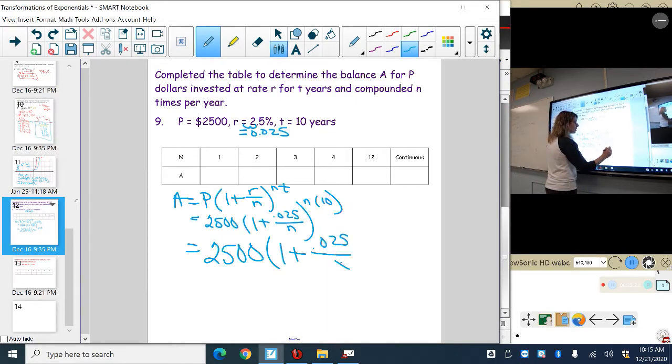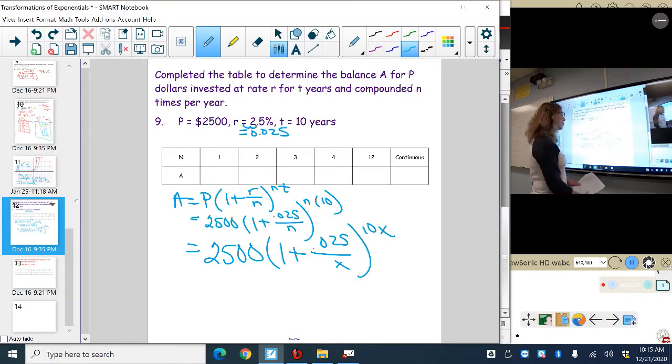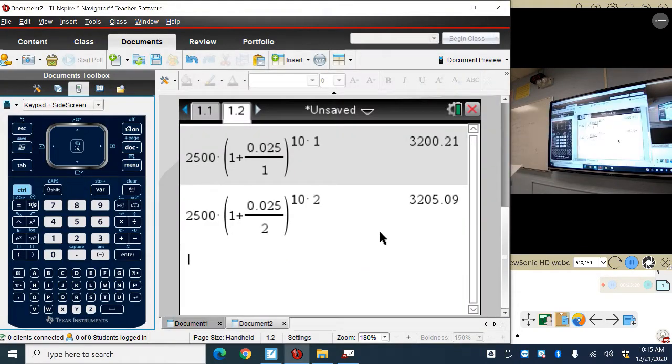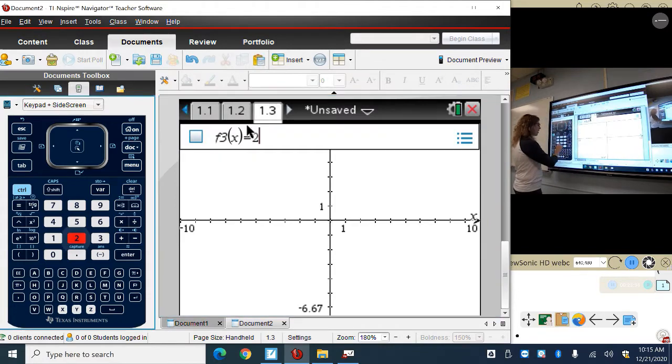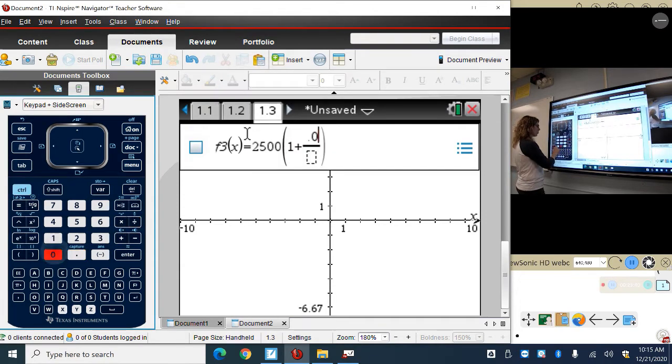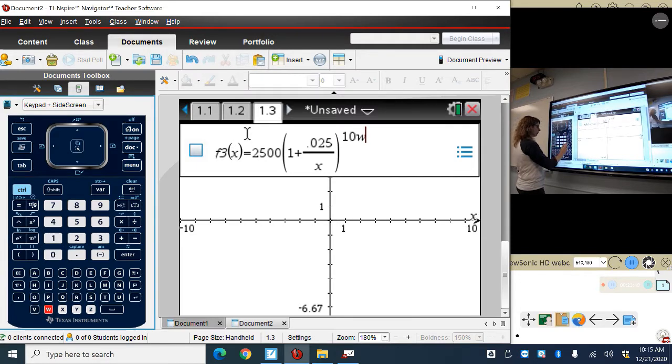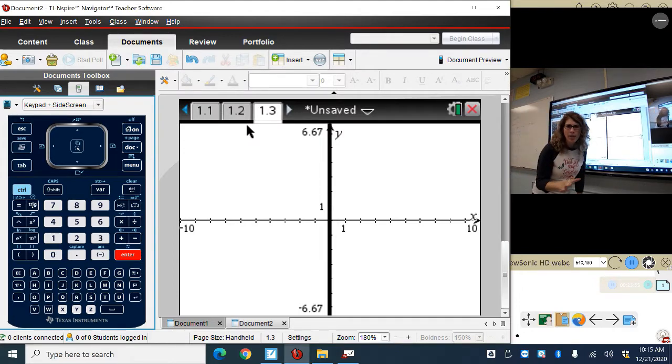Why an X? Because our graphing calculator recognizes X as a variable. So if it recognizes X as a variable, that means I can put a new function in here, and I can make that function 2,500 times parenthesis 1 plus 0.025 over X, raised to the 10X. And I can hit enter. I do not care about the graph. What I care about is the XY table.